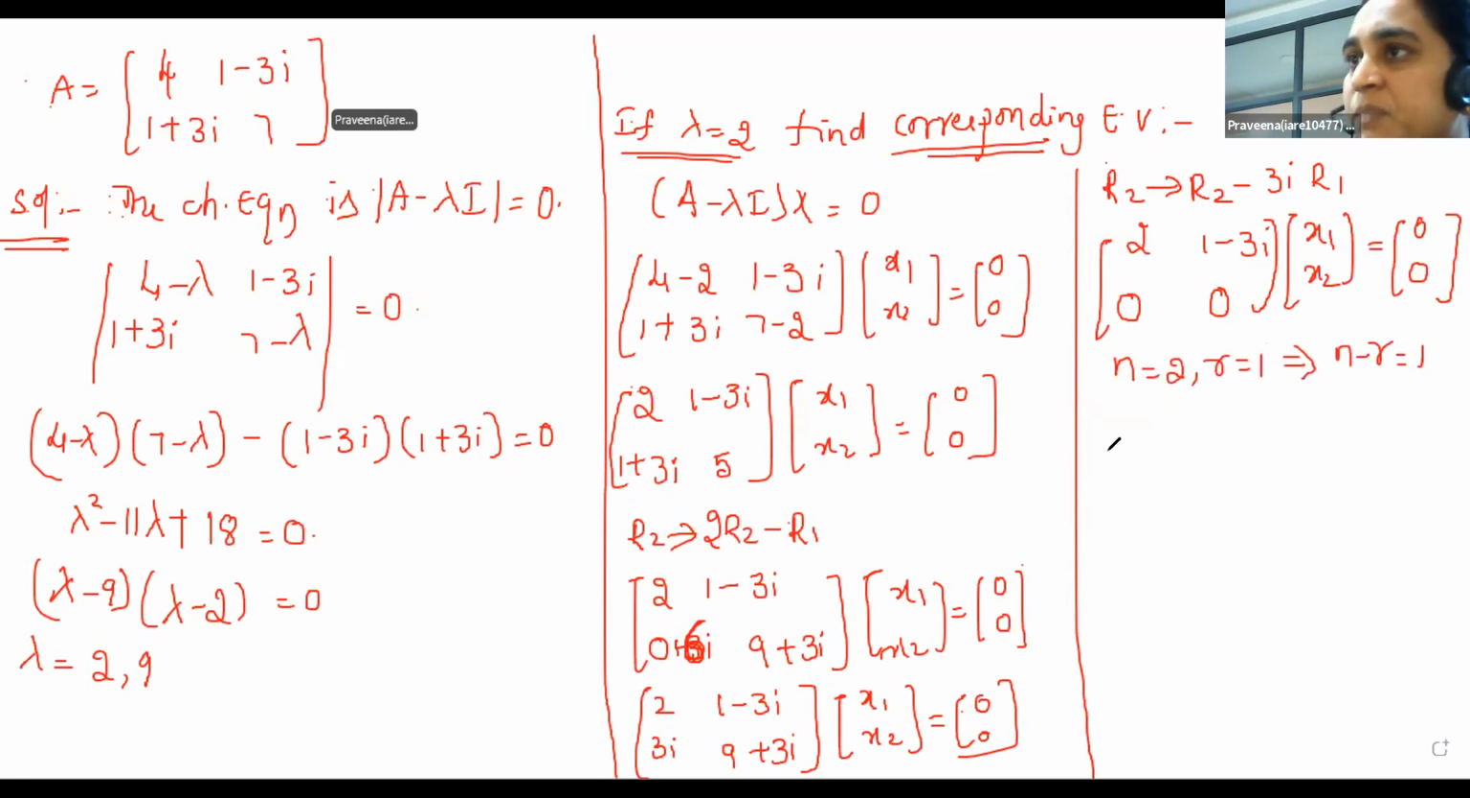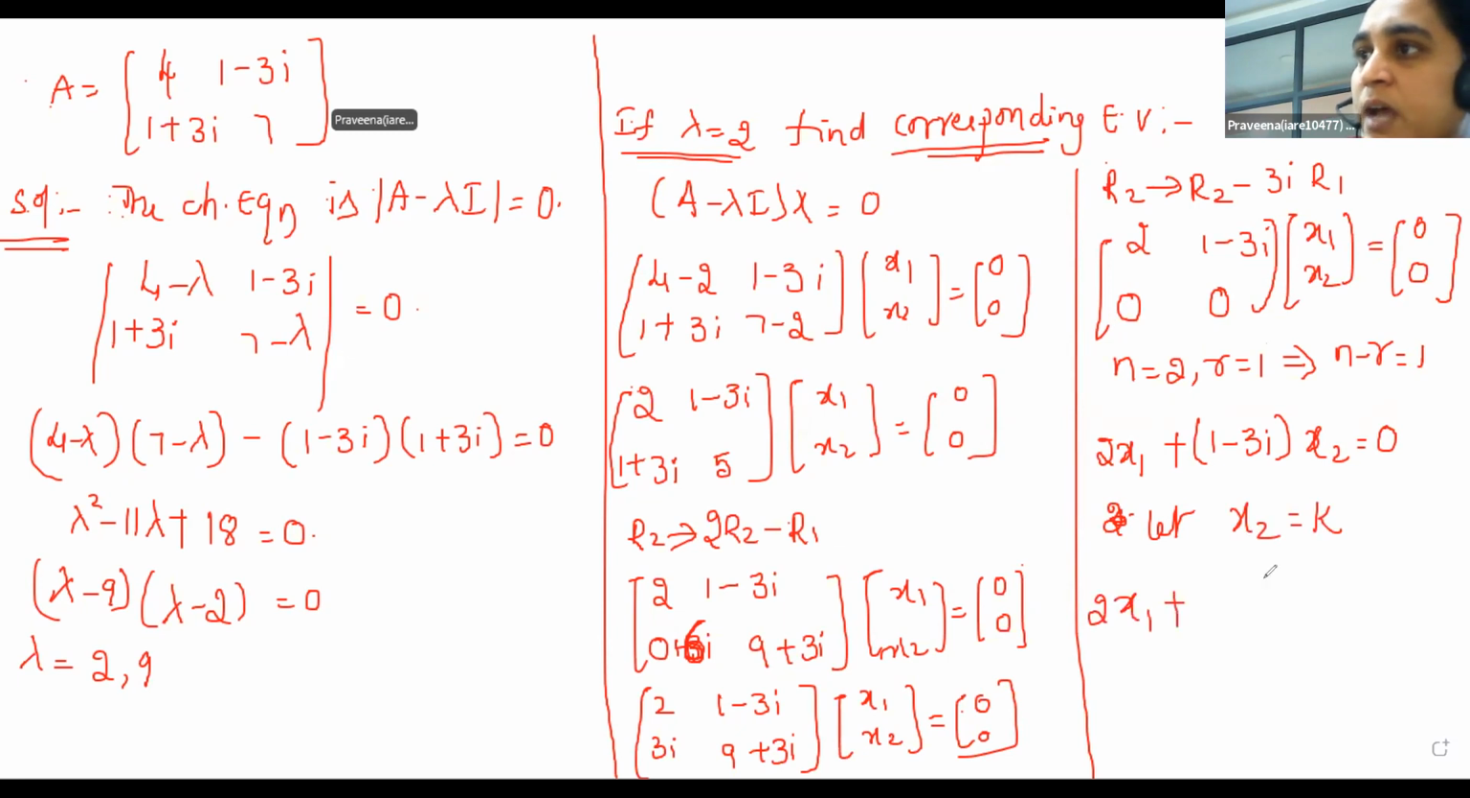Okay, then 2x1 plus 1 minus 3i into x2 is equal to 0. For that, let us take x2 as k. Then substitute in the above equation, that is 2x1 plus 1 minus 3i into k is equal to 0. From that, x1 is equal to minus k by 2 into 1 minus 3i. Okay, that is x1.